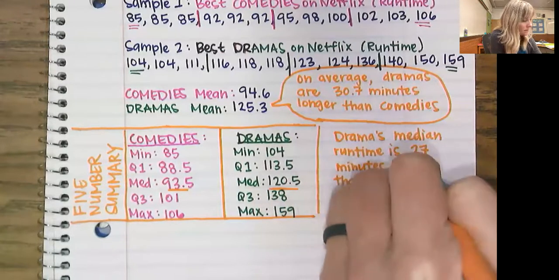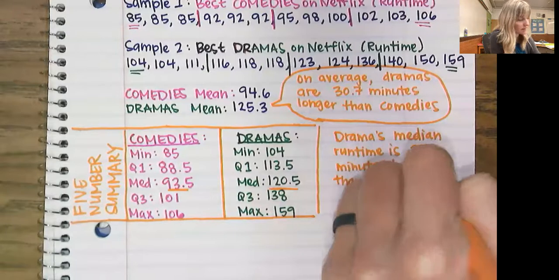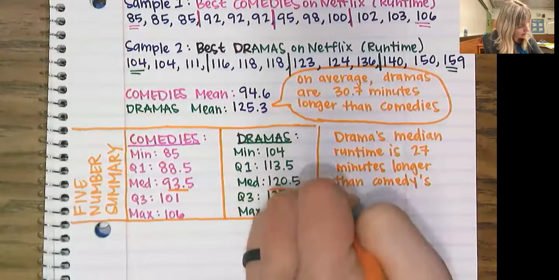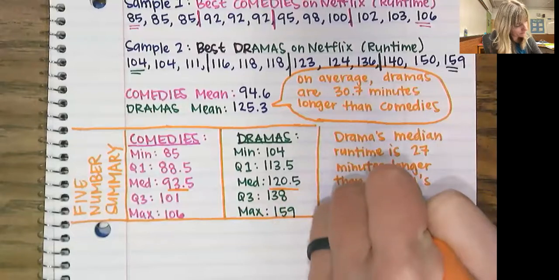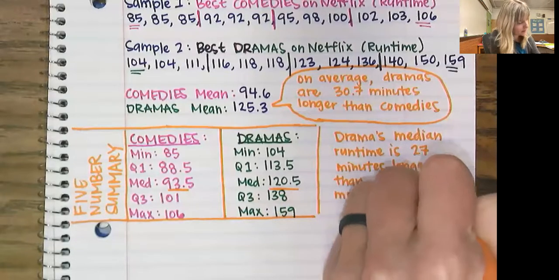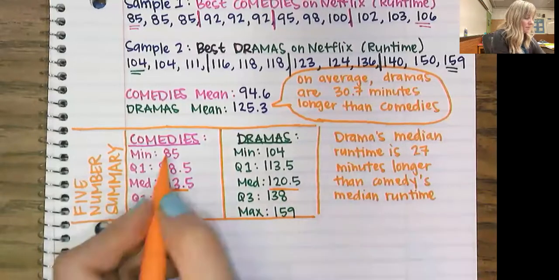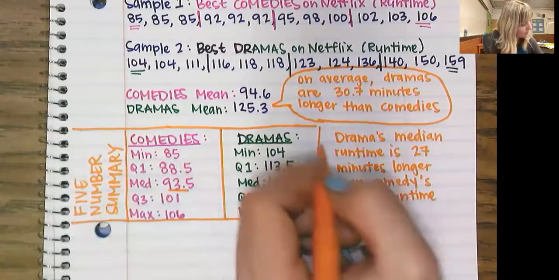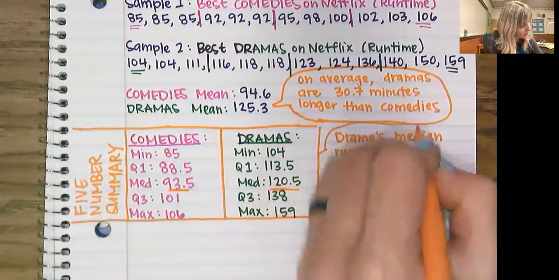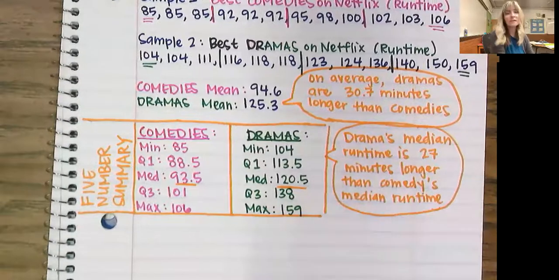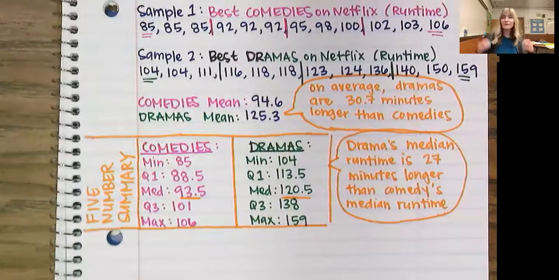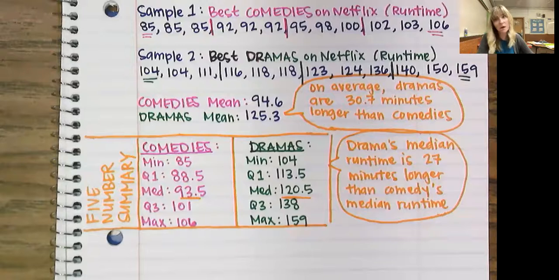I guess this one technically should be like this grammar. Comedy's median runtime. This is comedy's possessive and this is comedy's plural. Anyway, okay, so another speech bubble there. Already we're getting a lot of great information that's allowing us to make comparisons, and everything that I'm seeing so far just verifies for me, yeah, dramas are longer.